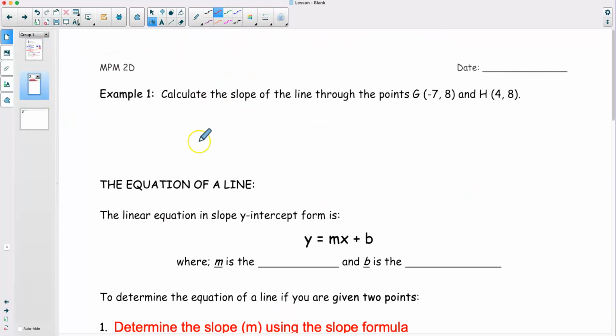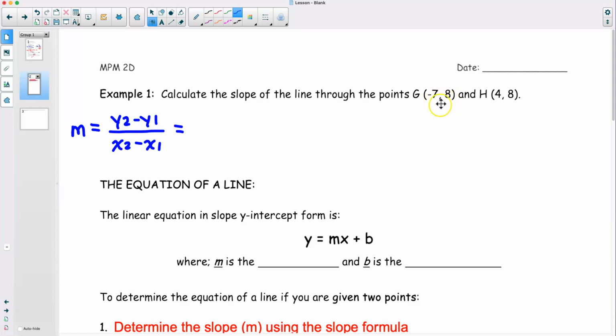So let's take a look at example 1 here. We're going to calculate the slope of the line through points G of -7 and 8 and H 4 and 8. So to find the slope, again, given 2 points, we're going to start with our formula. So m is equal to y2 minus y1 over x2 minus x1. Again, do not condone writing 2 equal signs on the same line, but just for the sake of space.